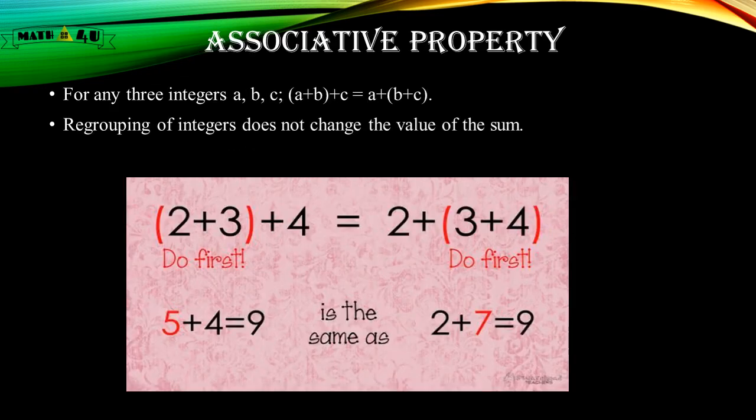Associative property. For any three integers a, b and c, (a + b) + c is equal to a + (b + c). Regrouping of integers does not change the value of the sum. For example, (2 + 3) + 4 is equal to 2 + (3 + 4).